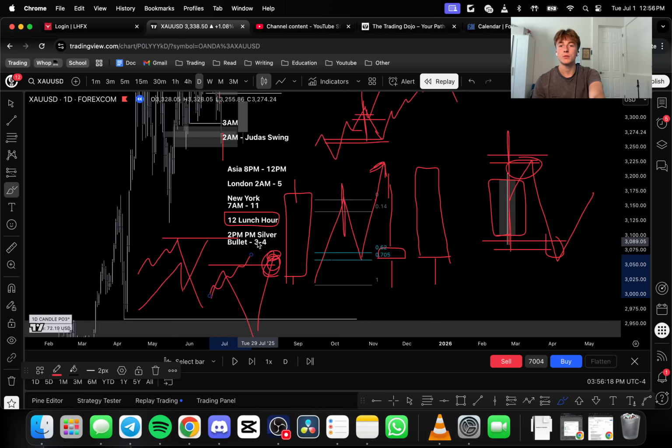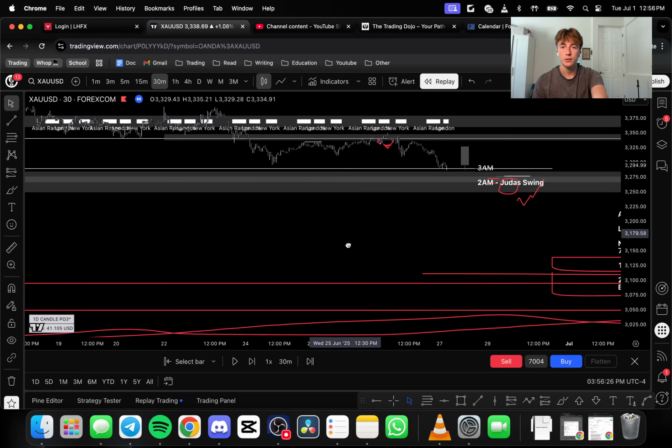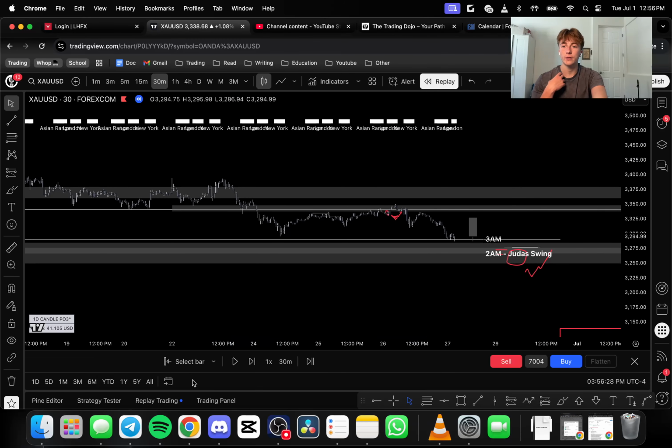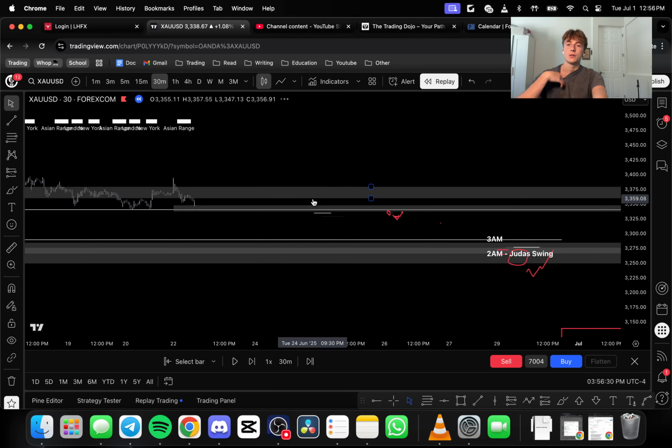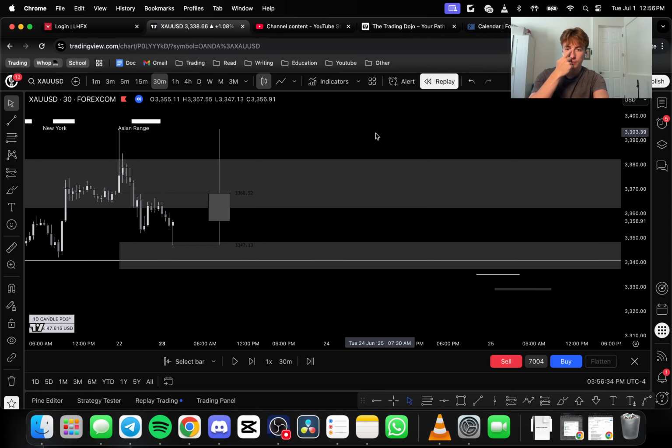Then there's 2 p.m. silver bullet. Once again, you're thinking later in the day. This is when the daily candle closes. So let's go to the 30-minute time frame again. Let's go inside of this daily candle right here. So let's pay attention to this big daily candle.